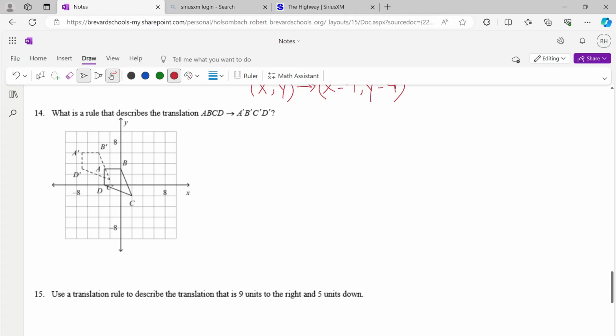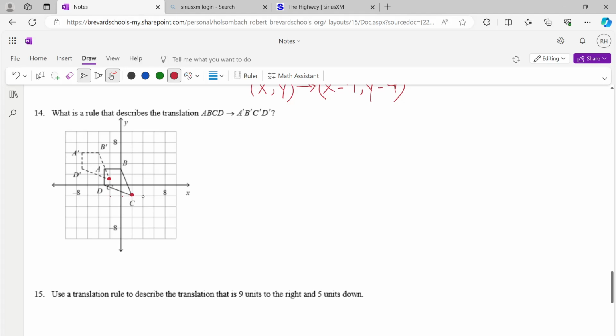In this case, you just have to pick one point. Okay? Pick one point. I like to pick real obvious points. I'm going with point C right here. And to get from point C to C prime, which is right here, you ask yourself, what did they do? Well, first, let's deal with what they did with the x. With the x, they went left 4.